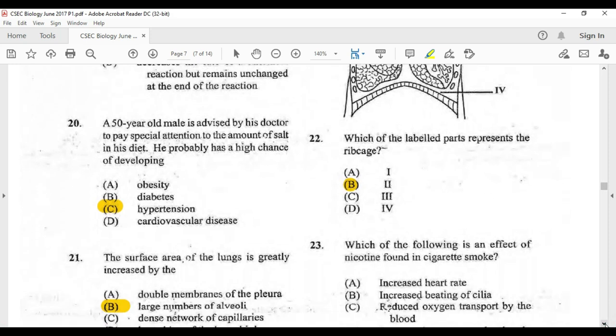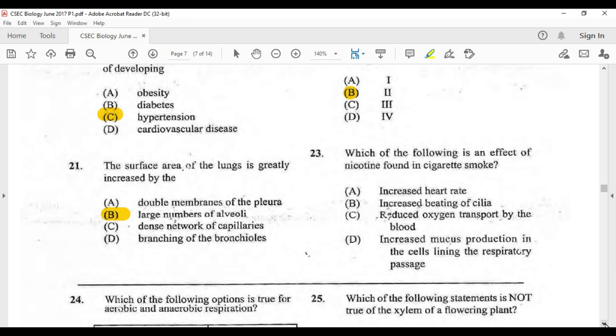And we move on to 23, which of the following is an effect of nicotine found in cigarette smoke? Let's look at that. Nicotine increases the heart rate. Yes. It is tar that would affect the cilia, not increase the beating of the cilia. Carbon monoxide would be responsible for C. Our answer here is, of course, going to be A.